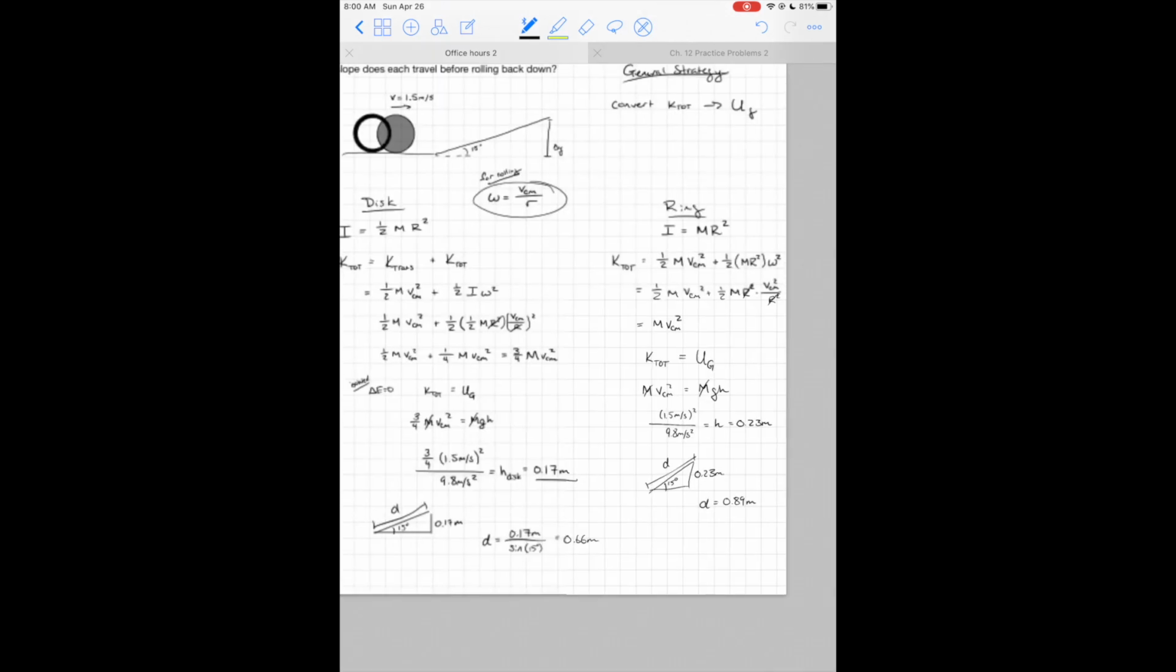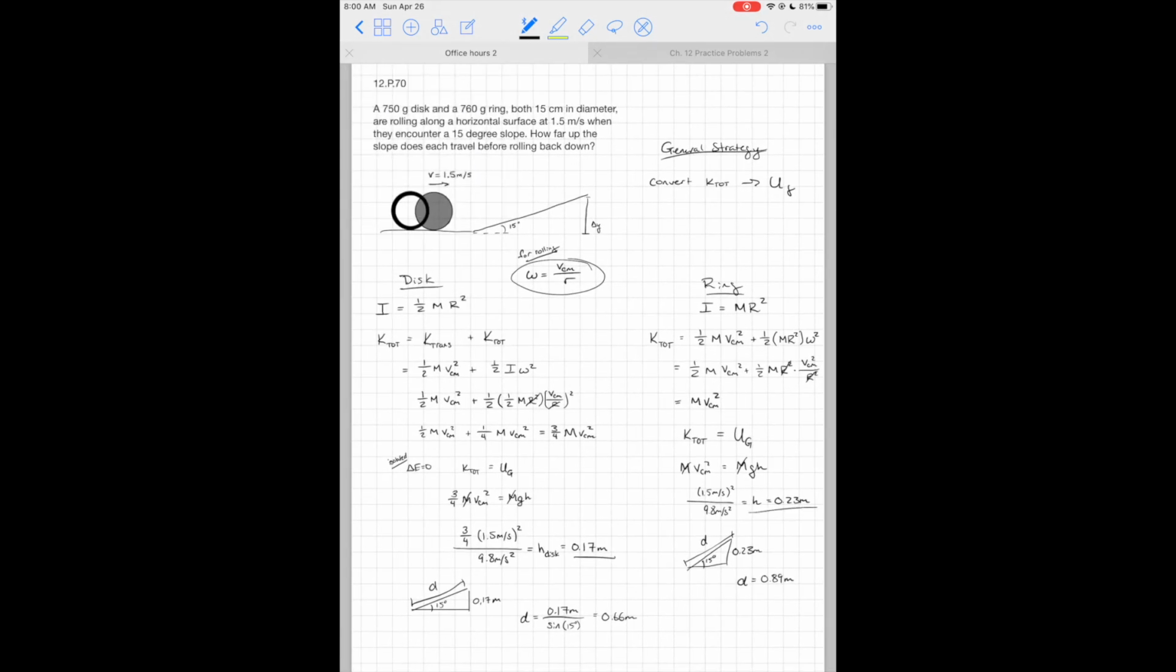Now, if we look at our heights, obviously I have more height with our ring. Our ring goes higher than our disk, and it also goes further up the ramp. That makes sense because it's going higher. Why does our ring go higher than our disk? Well, if they're moving at the exact same speed, they don't have the exact same amount of total kinetic energy. That's a little bit funny, but it has to do with its moment of inertia. The moment of inertia here is mr squared, where the moment of inertia here is 1/2 mr squared.